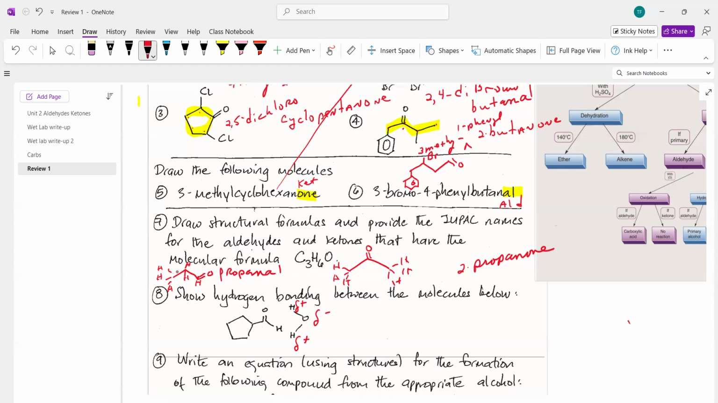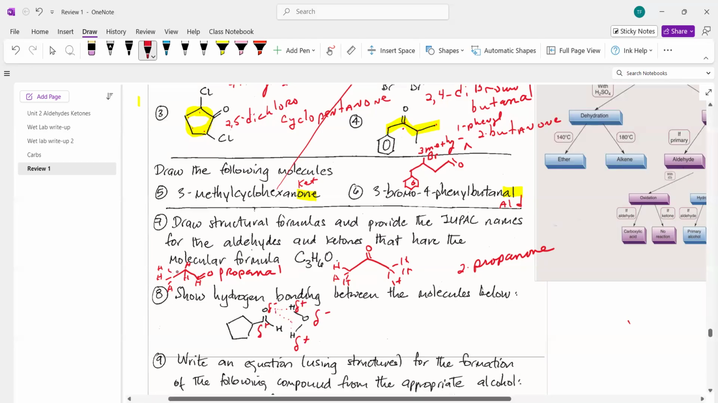Okay, and then this guy here is going to be partially negative, partially positive. So the hydrogens are going to like the carbonyl group.